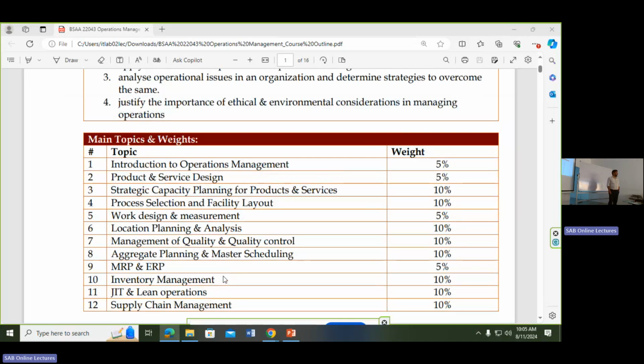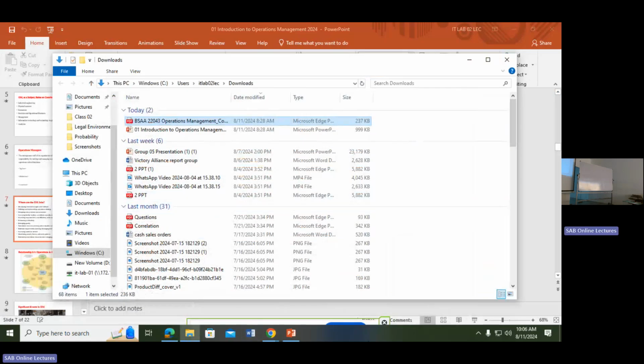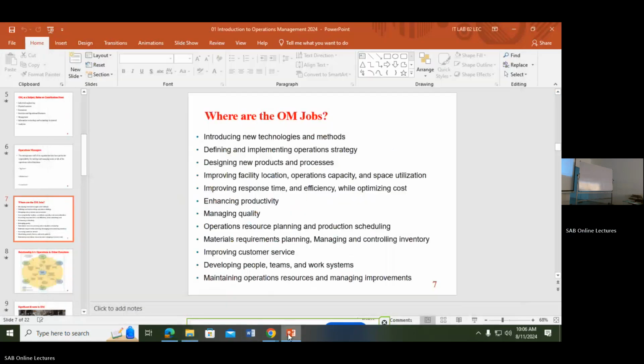Right. These are the main topics we cover. So your assignment will be based on one of these topics, and later I will decide what to do with the other assignment. So this is what we identified.